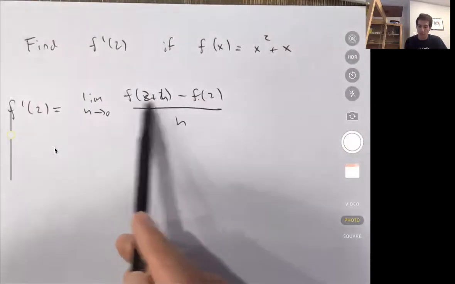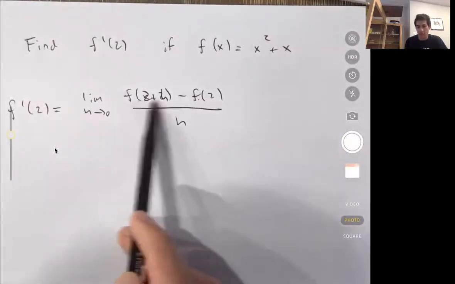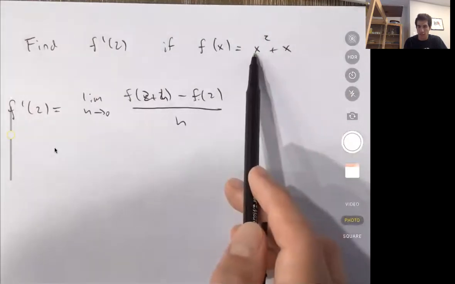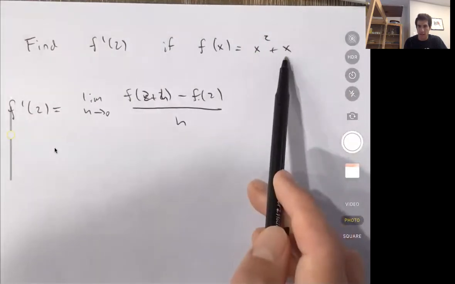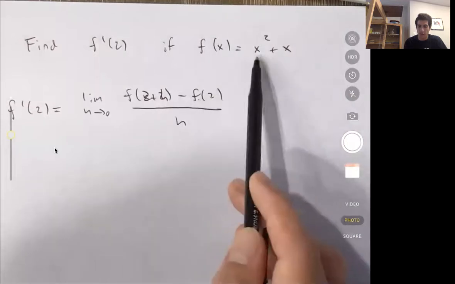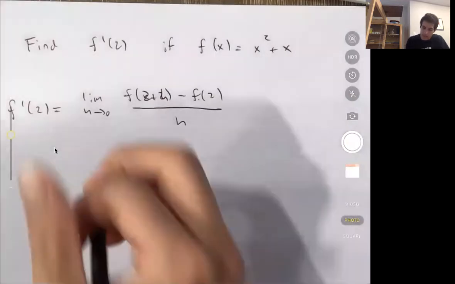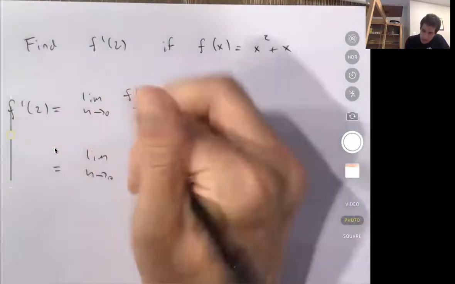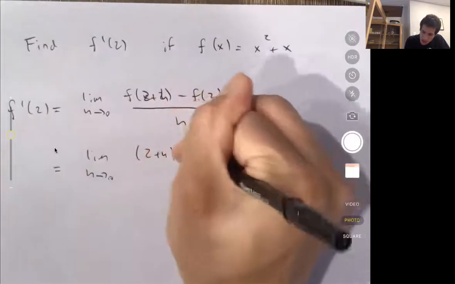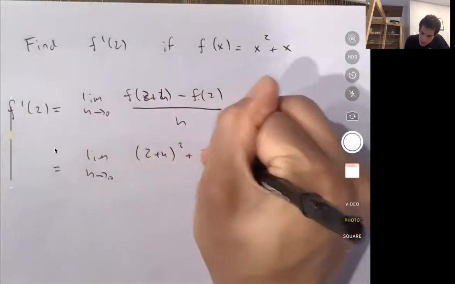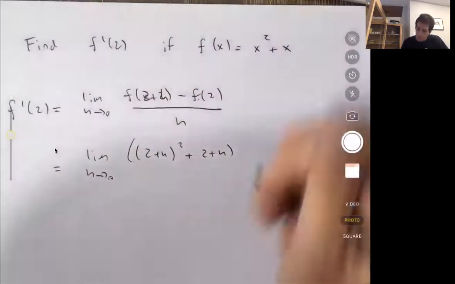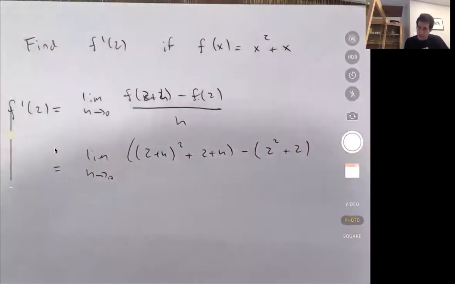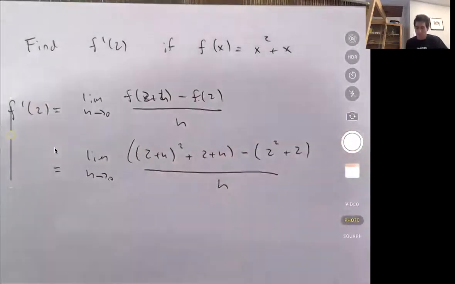And to do this simplification, we need to use the definition of f, right? So f of 2 plus h, what do I do? I take 2 plus h squared and I add it to 2 plus h. And f of 2, what do I do? I take 2 squared and I add it to 2. So let's use the definition of f to simplify this. So this is 2 plus h squared plus 2 plus h. So that's f of 2 plus h. And then I'm going to subtract f of 2, which is 2 squared plus 2. That's 6. And still I'm dividing by h.